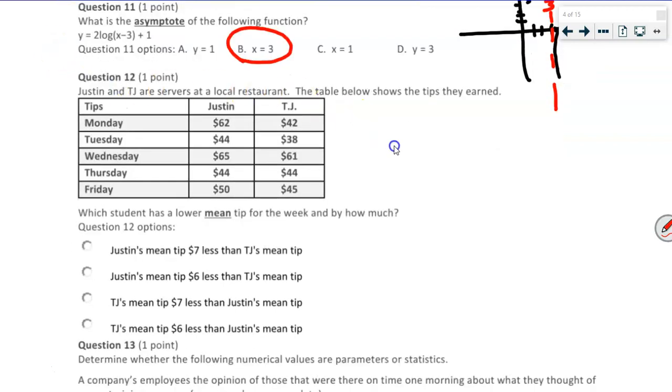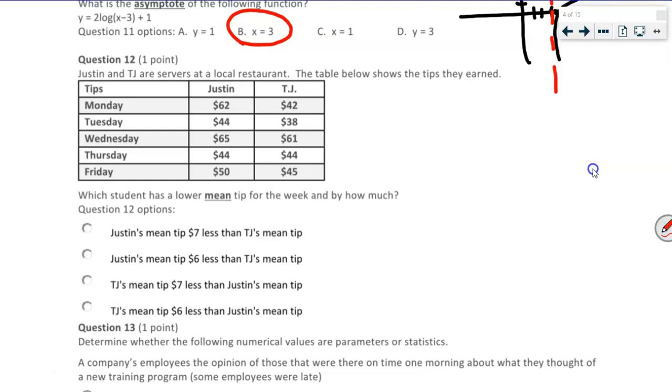So on this next one, it says Justin and TJ are servers at a local restaurant. The table below shows the tips they earned. Which student has a lower mean tip for the week and by how much? So what we want to do is add up the column, and then divide by the number of terms we have, which was 5, right? So when I did that here, I got 53.6, and for TJ, I got 46.